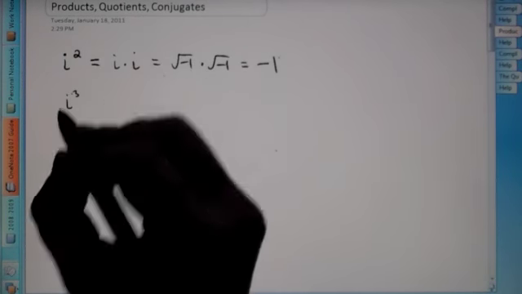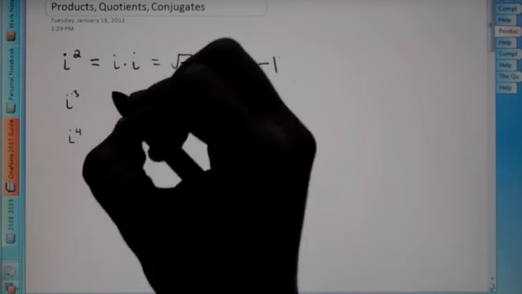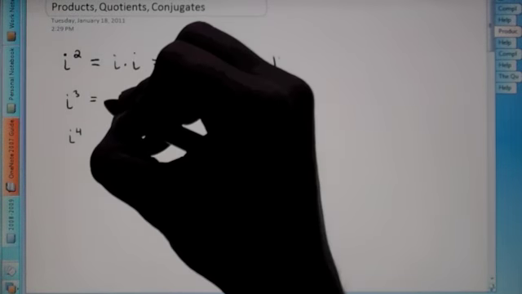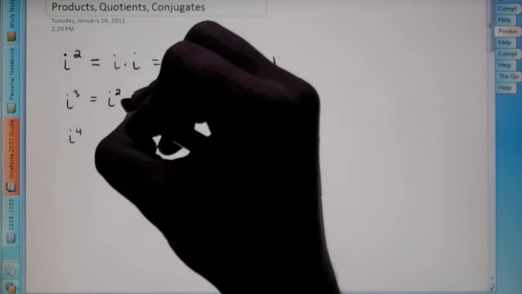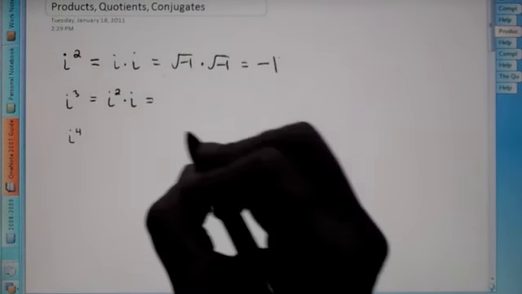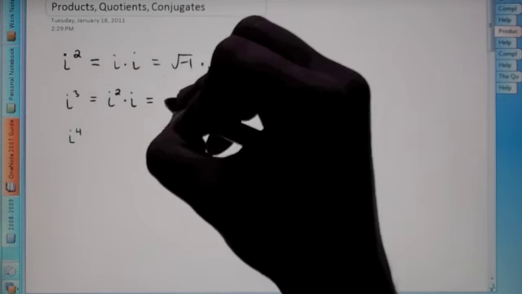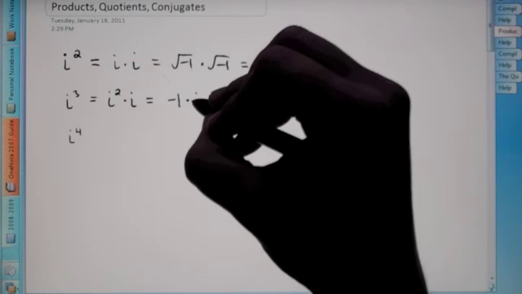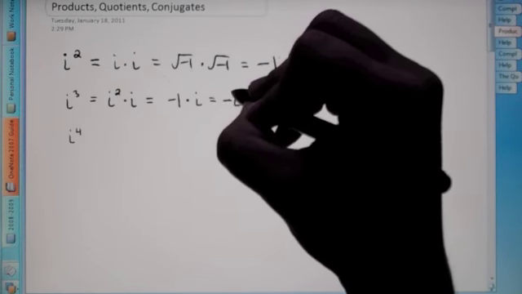If I were to put another exponent there and raise it one more, so now it's i to the third. Well, i to the third technically can break down to be i squared times i to the first. So let's do a little substitution here. We know that i squared now is equal to negative 1, and we have here i. So negative 1 times i is negative i.